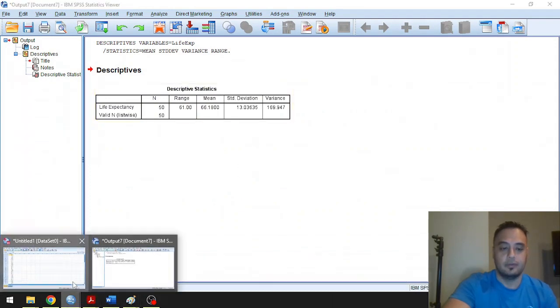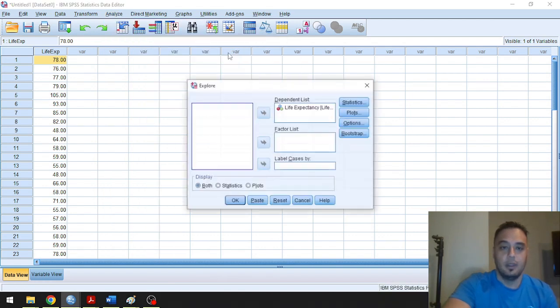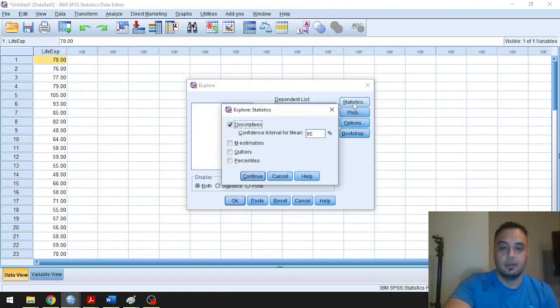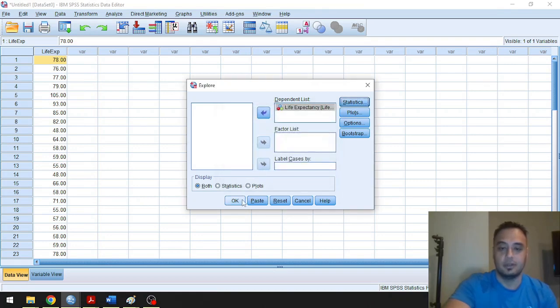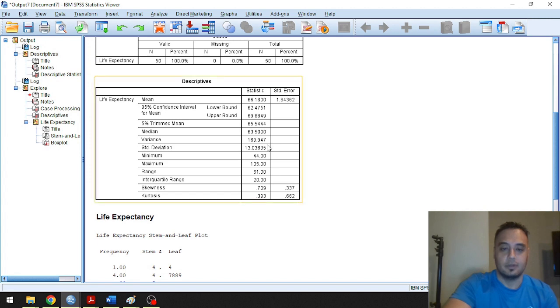Another way to do it is through, again, Descriptive Statistics, Explore, and I already have it there because I was preparing for this video. So simply put your variable in the Dependent box, and then click on Statistics, and make sure you have the Descriptives checkbox on. Click on Continue, and then click on OK, and you will get your result here.